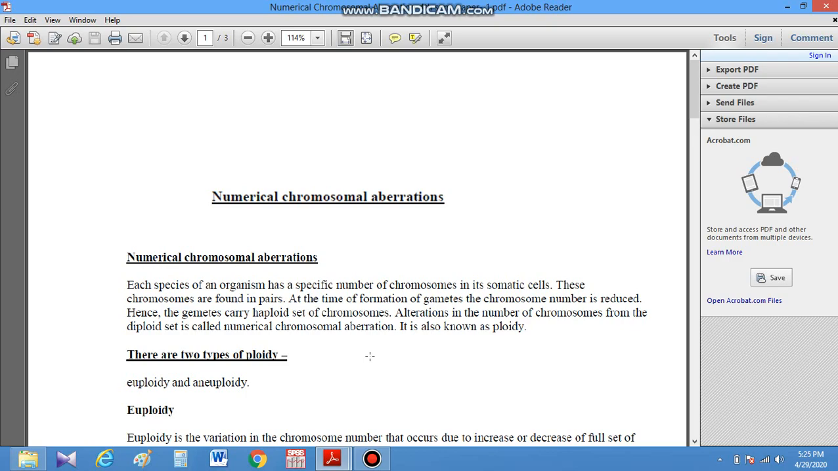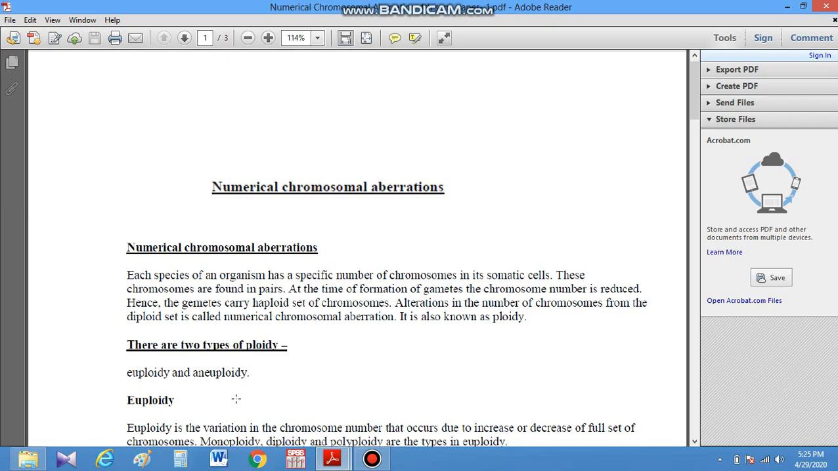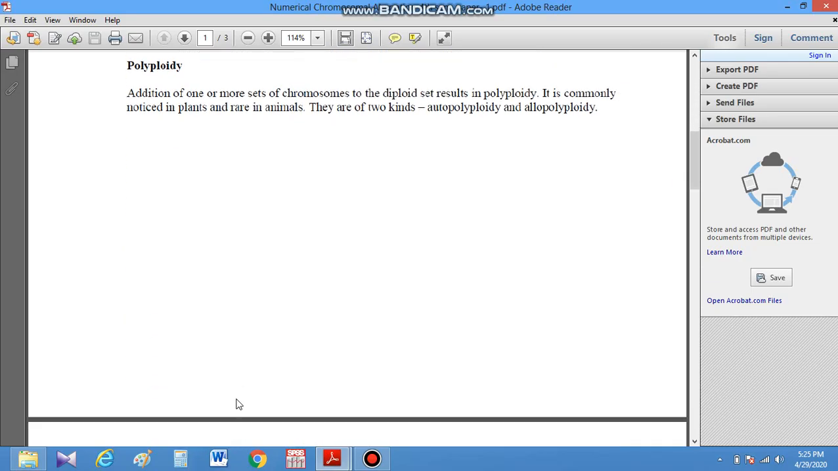When we talk about alterations or aberration, or you can say variation, in terms of numerical chromosomal aberration, it is variation in the number of chromosomes from the diploid set. It is of two types, euploidy and aneuploidy. It can be better understood by the flow chart.